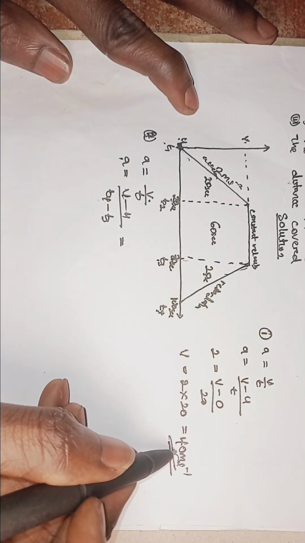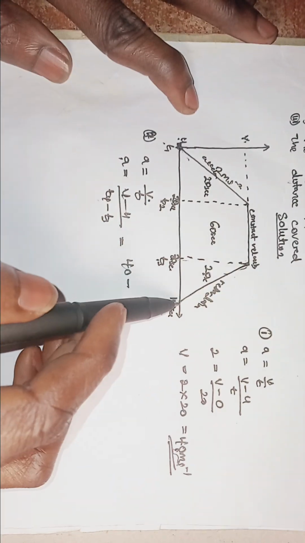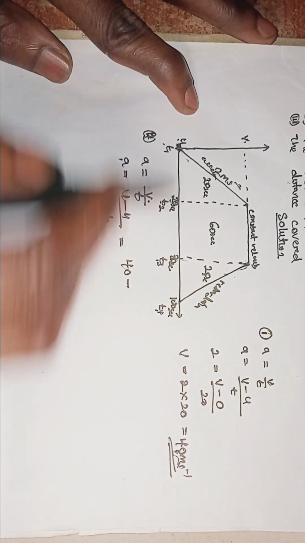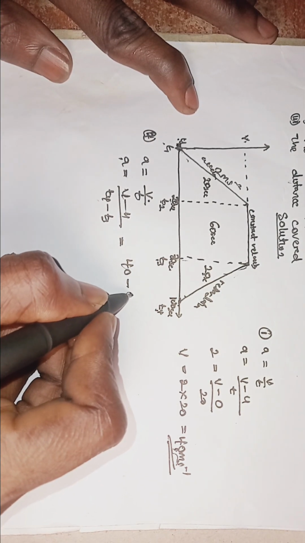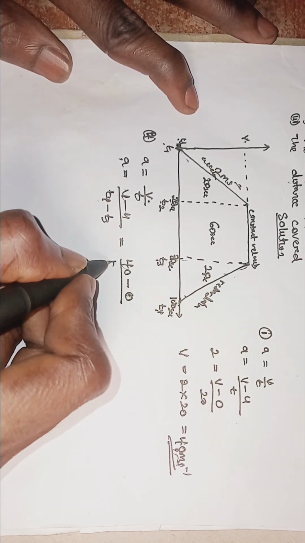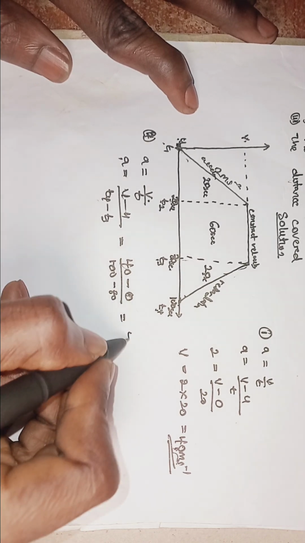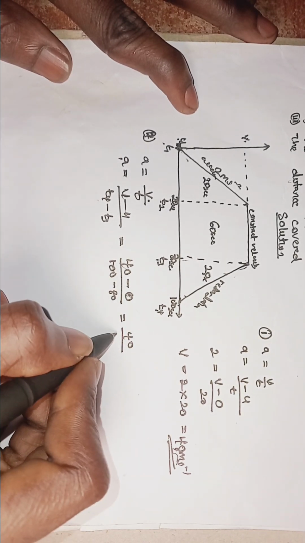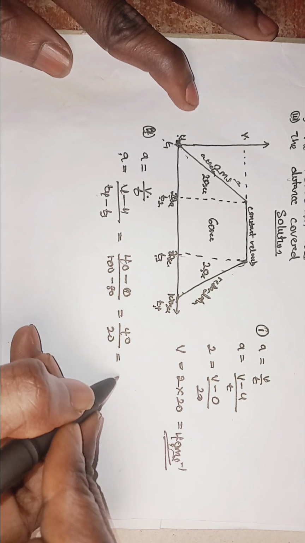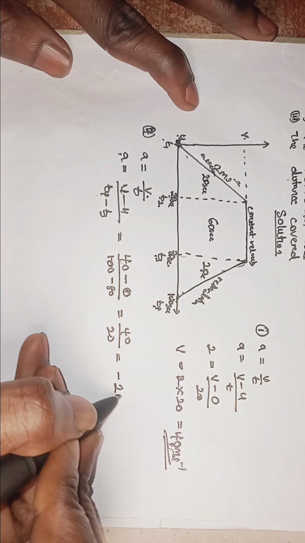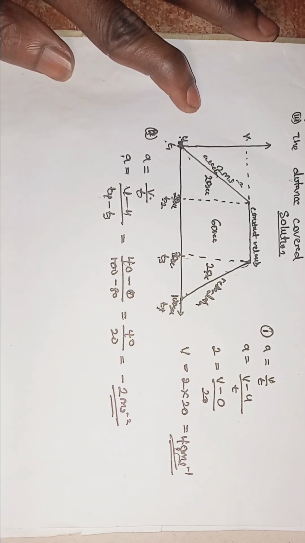Our final velocity we have gotten, which is 40. So we copy it here, 40. Our initial velocity where it stopped, the final velocity here is now 0. So down to 100, T4 minus 80. So 40 upon 100 minus 80 will give us 20. If we subtract, it's going to give us negative 2 meter per second square because it's the deceleration. That's why we write this negative 2.